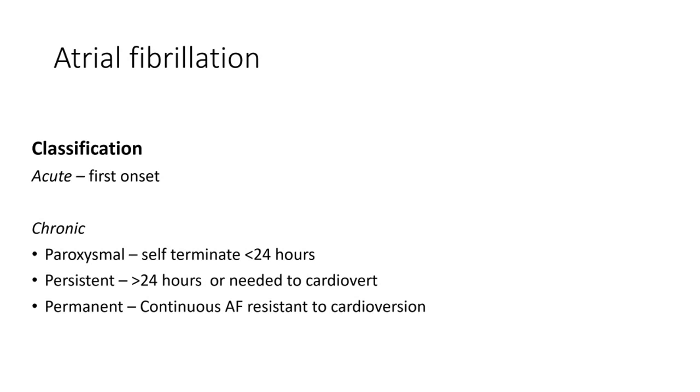Atrial fibrillation, or AF, can be classified as acute, which is basically your first onset of AF, or chronic, which you could subclassify as paroxysmal, which is able to self-terminate within 24 hours itself. Persistent AF goes on for longer than 24 hours or needs to be cardioverted. Or permanent AF, which is AF that's resistant to cardioversion and that you're just going to leave in that rhythm, not trying to change it with any rhythm control method.